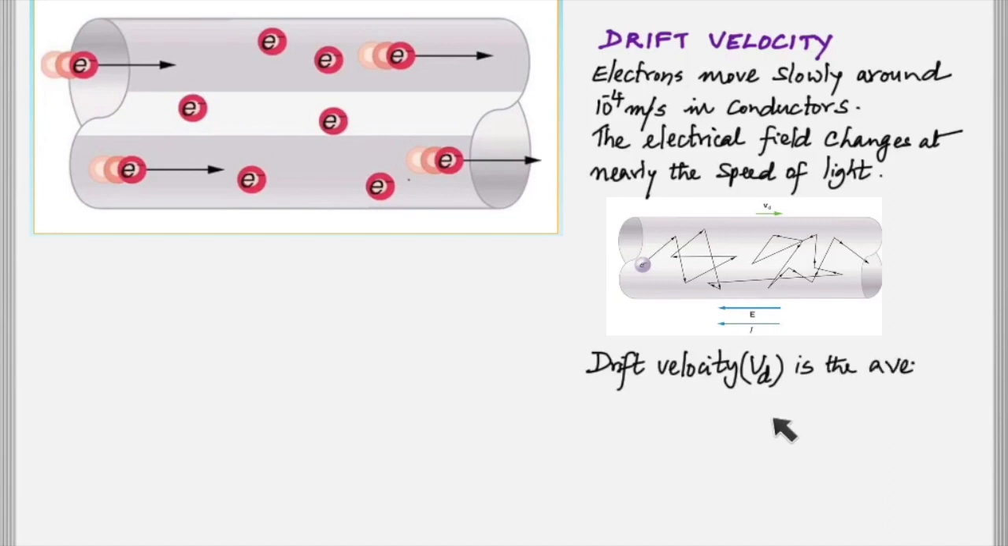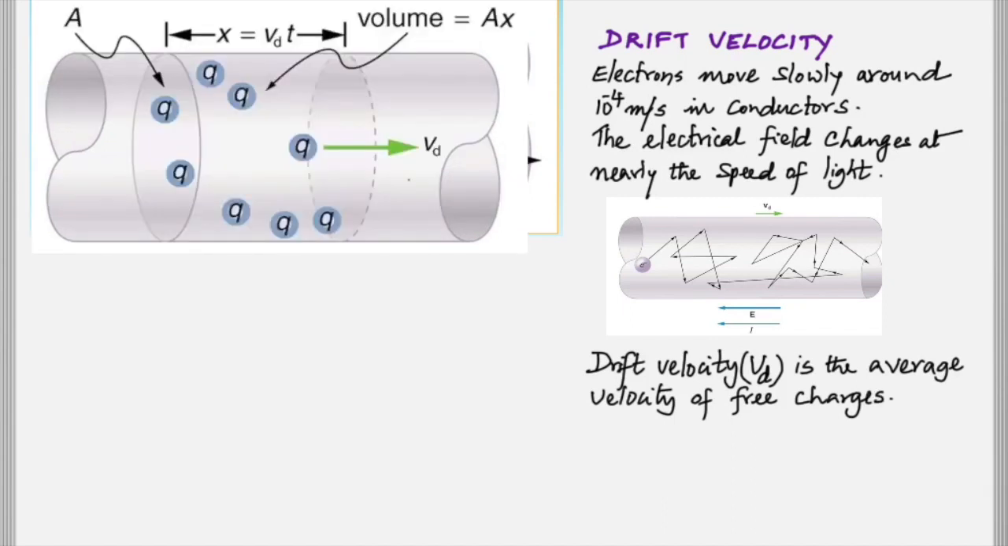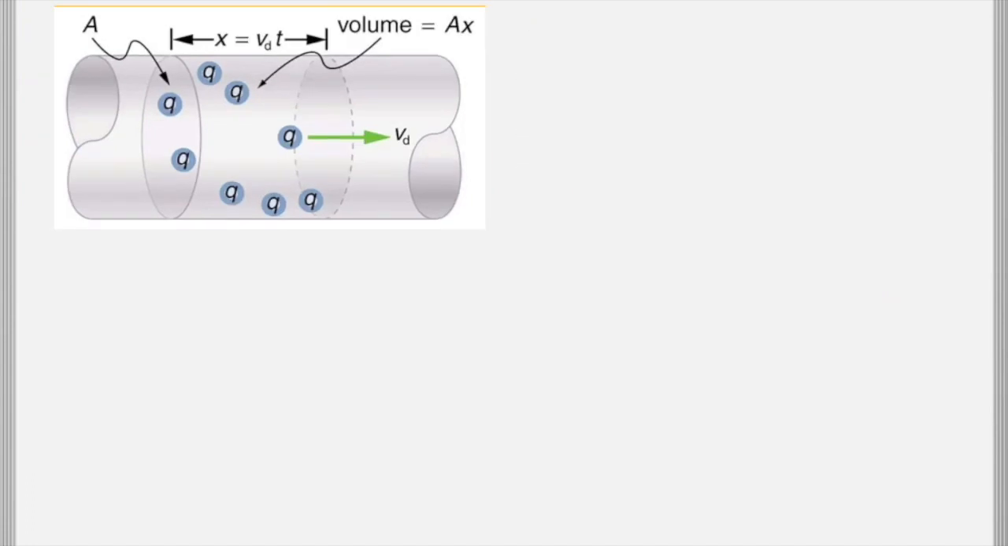Drift velocity is represented by v sub d, and it is defined as the average velocity of the electrons or the free charges in a conductor, because not all of the electrons will have the same velocity. So we've got to take the average velocity of the free charges, right? And here we're going to get an idea, a formula for drift velocity. So we have a conductor, a part of a conductor, which has an area of cross-section A. It has a length. We're looking at a section which is of length x.